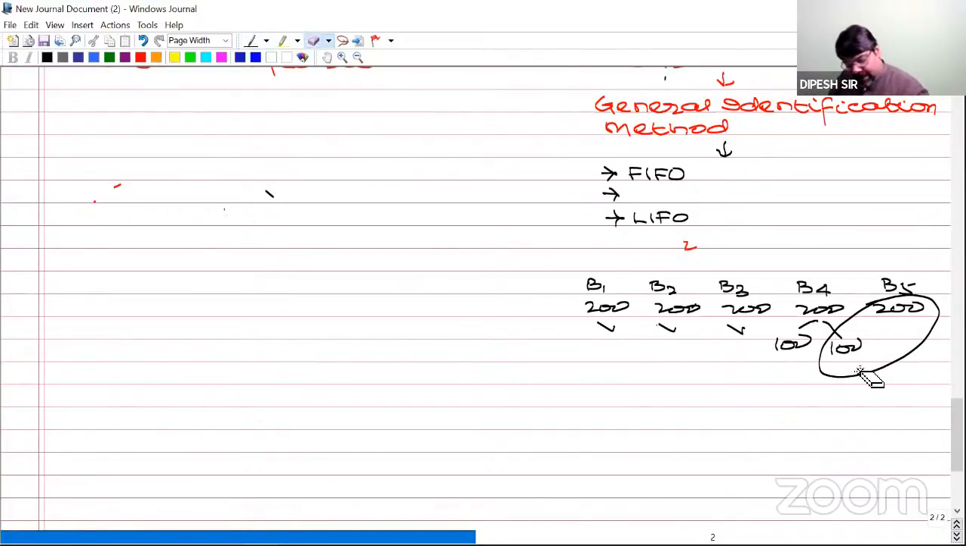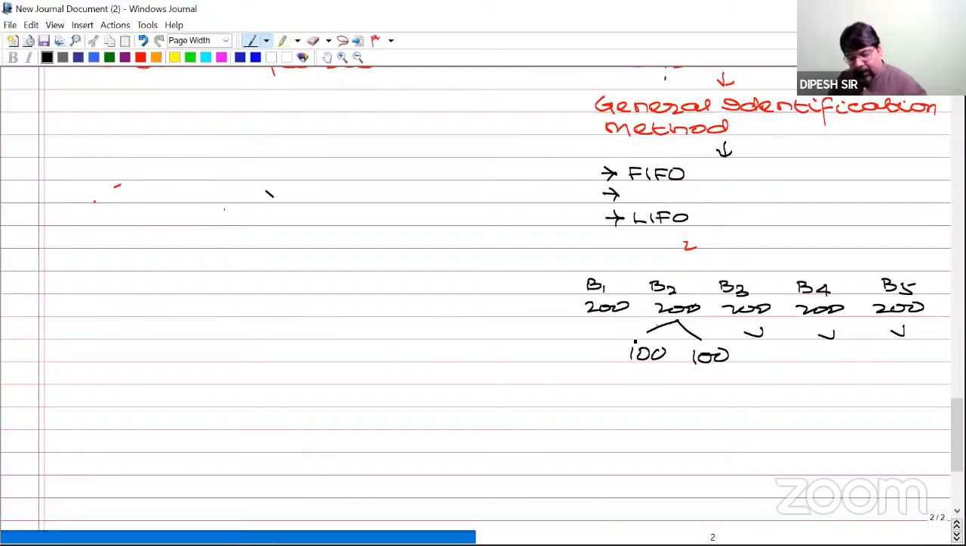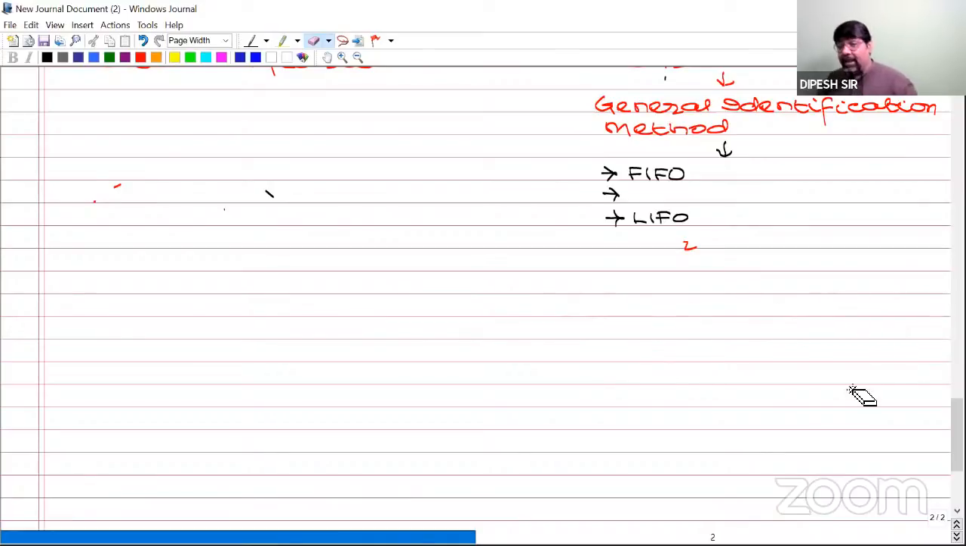If I am following LIFO, last in, first out: sold, sold, sold. 100 sold, 100 left. Therefore, my closing stock is this 300. Correct? Or I can follow average, where the 300 is left at an average price. Am I clear? This is known as the general identification method.